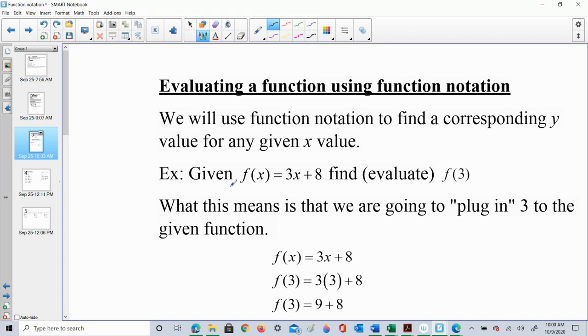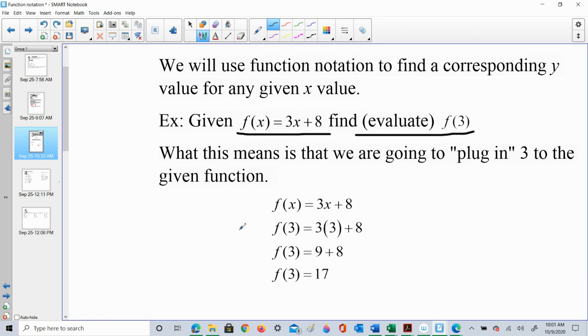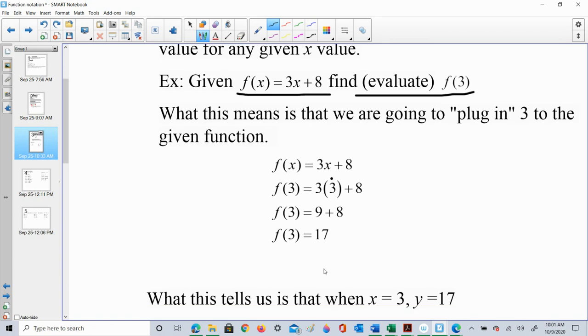So let's look at that first function we had. F of x equals 3x plus 8. And I would ask you to evaluate f of 3. This just means that we're going to plug in the number 3 to whatever that function is. So if f of x equals 3x plus 8, f of 3 is equal to 3 times 3 plus 8. Now here, we replaced x right there with 3. Do the math in there. 3 times 3 is 9. 9 plus 8 is 17.